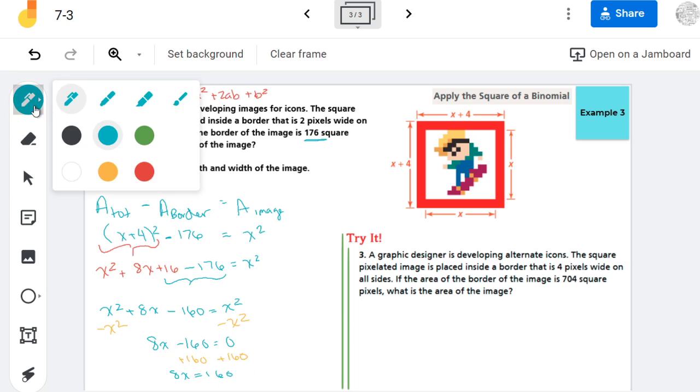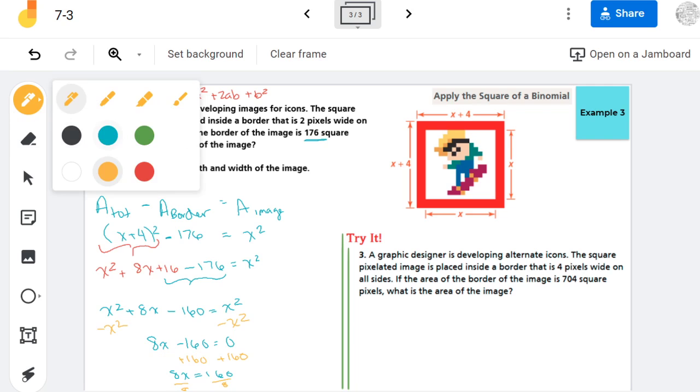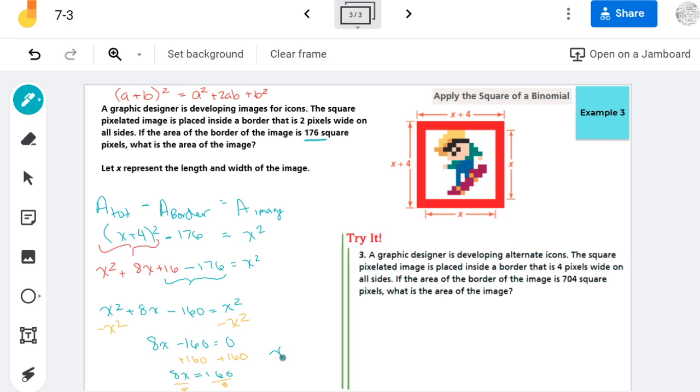I might run out of space on this, y'all. And I divide by 8. I sure did run out of room. So there I'm dividing by 8, and I get that x equals 20. And then you might be saying, well, if x is the length and width of the image, 20 what? 20 pixels. That's their unit of measurement.